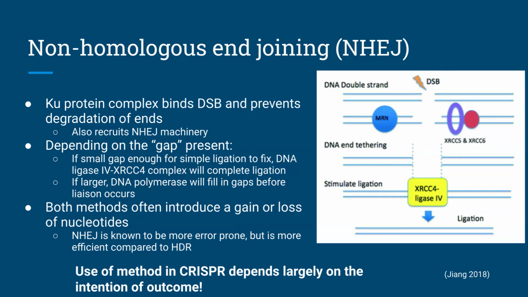Now, the issue with this is that both these methods can introduce a gain or loss of nucleotides, because the non-homologous end joining process doesn't have a homologous template, remember, so it's going to randomly insert nucleotides or almost guess as to what should go there, right? And this is obviously way more error prone because you're not ensuring that you're getting the right base pairs in there, but it's quick, it's efficient, it stabilizes the DNA, prevents the cell from going into apoptosis.